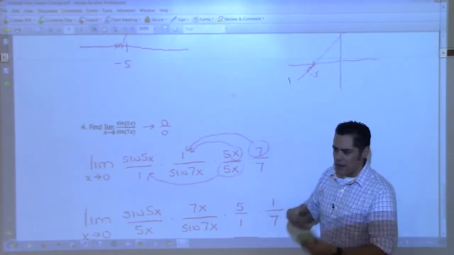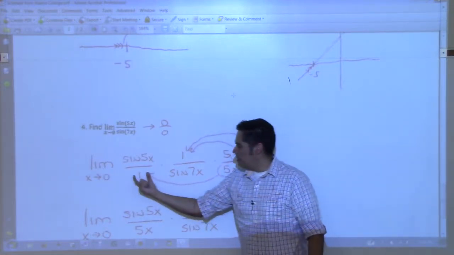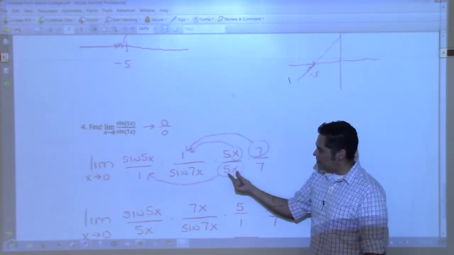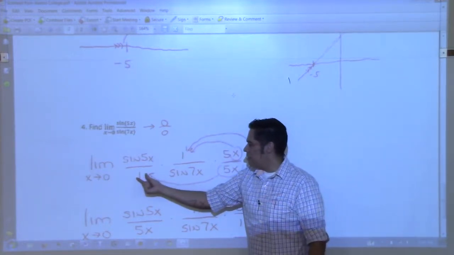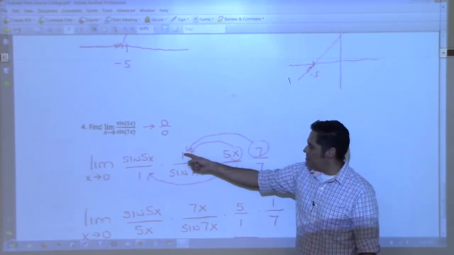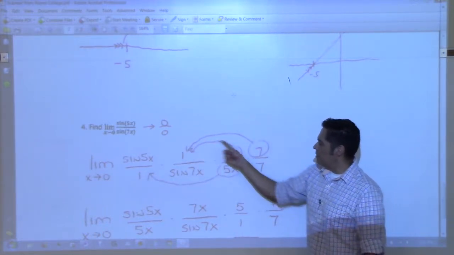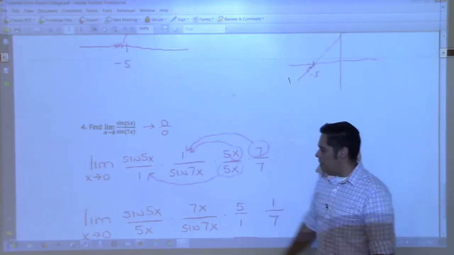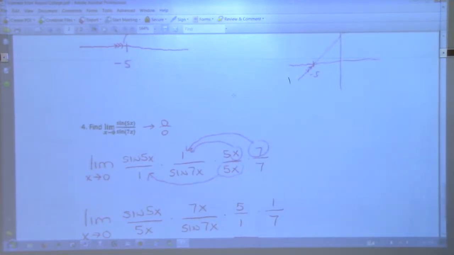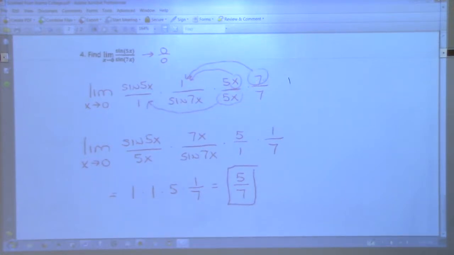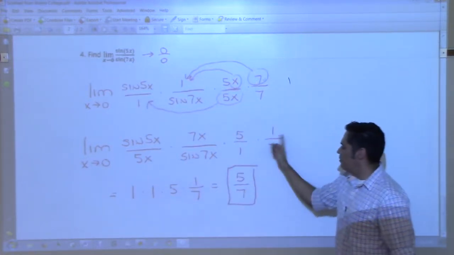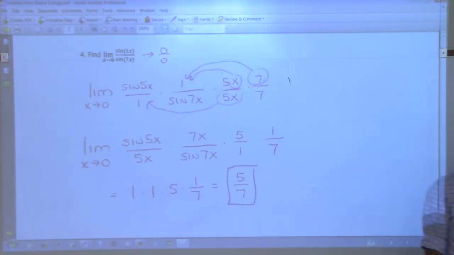And then you start to play that game. You have to figure out, it'd be really nice to have 5x here, so you introduce 5x over 5x. When you do that, things are great, but then you realize here you need to have a 7x, so you pull the x from here, and then you introduce the 7 over 7, slide the 7 over there, and I'm going quickly through this, all right? So you get this expression, this goes to 1, 1, 5, and 1 7, so you get 5 sevenths.